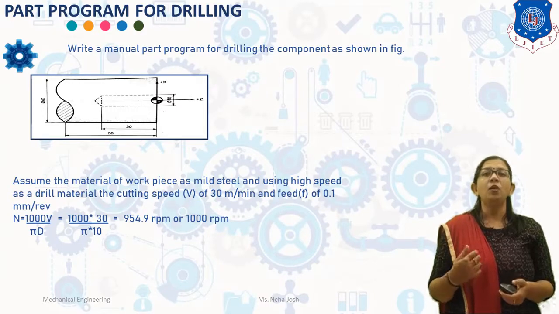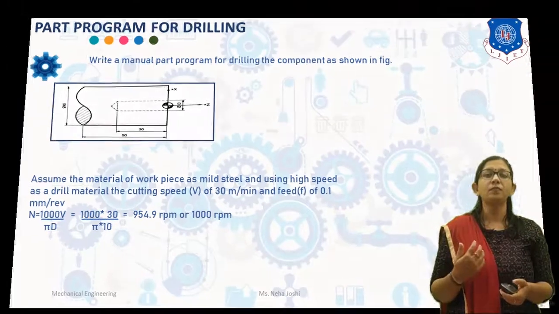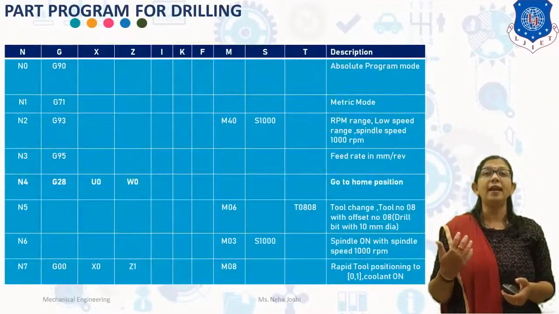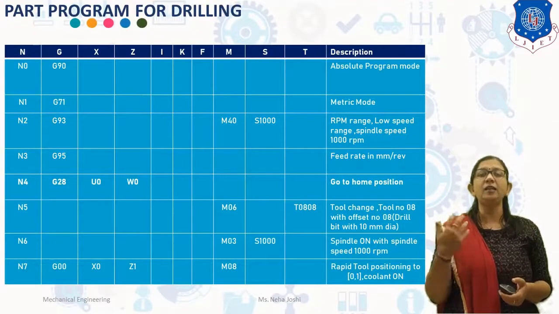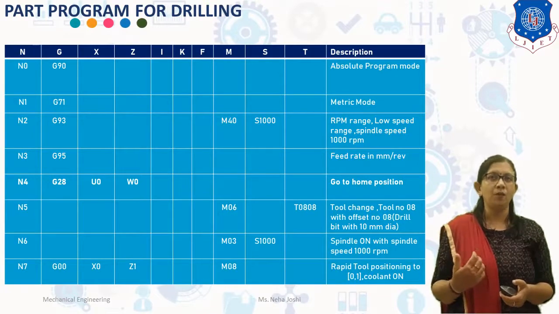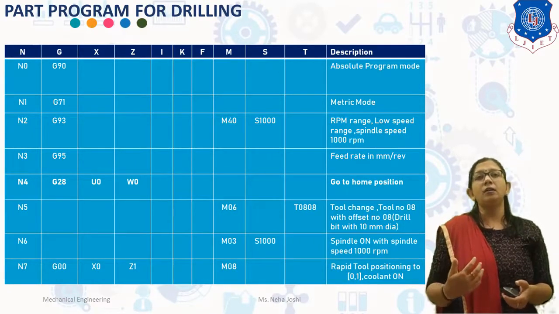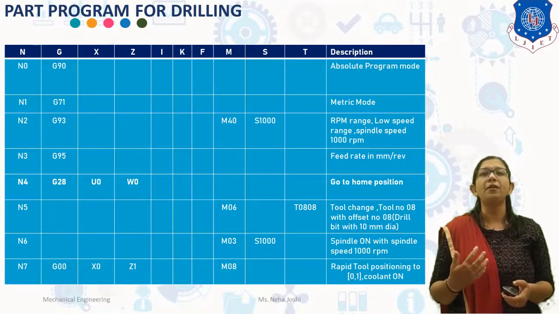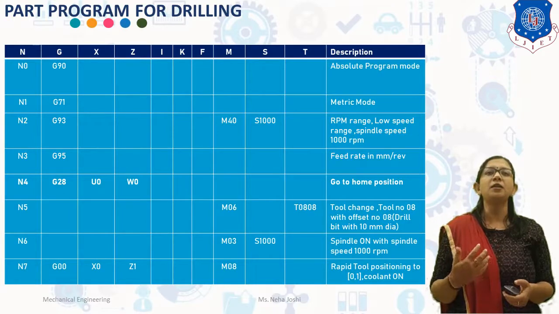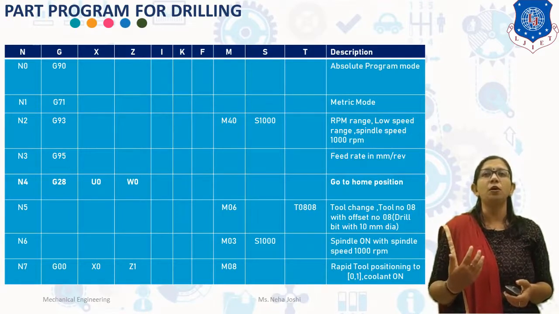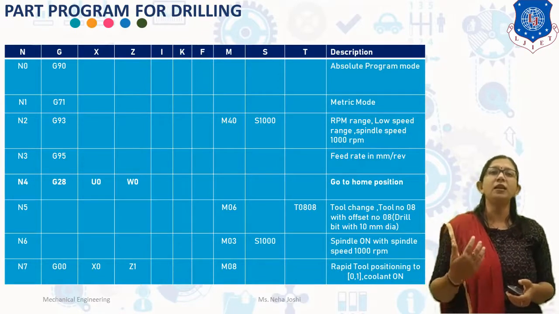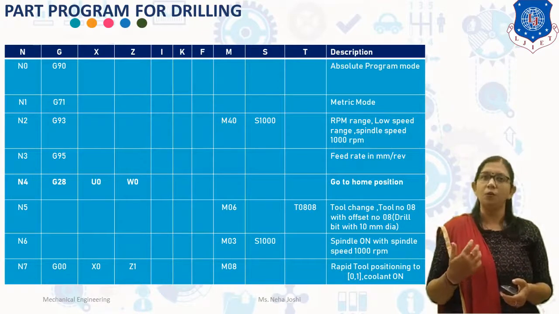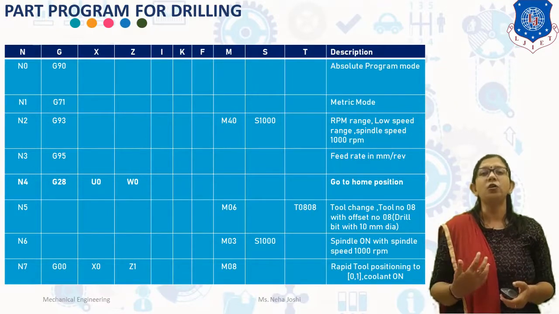Now we will start writing part program for the given problem. Now first sequence is N0 and G90 is used for the absolute programming mode. Next sequence is N1 and G71 is used for metric mode programming. The dimensions are given in the mm. If the dimensions are given in inch, then we have to use G70 code. Then after next sequence is N2.